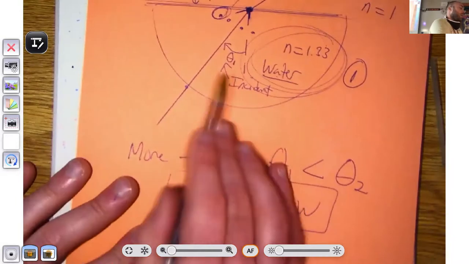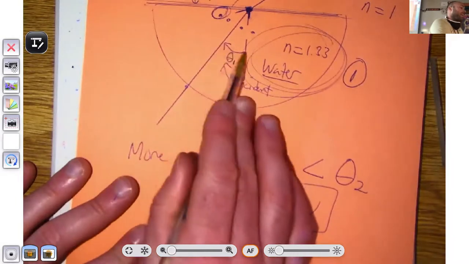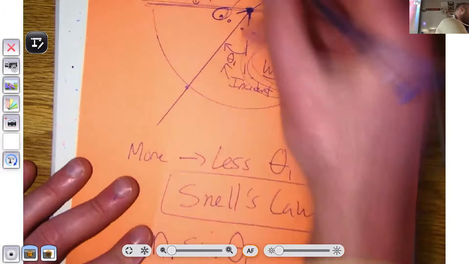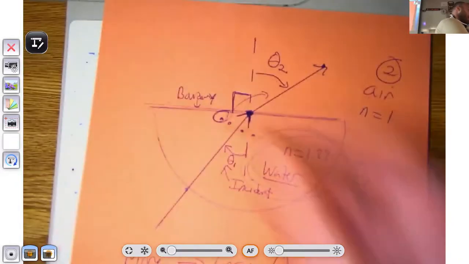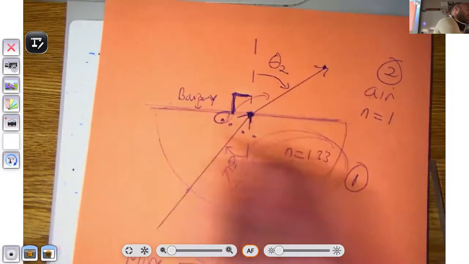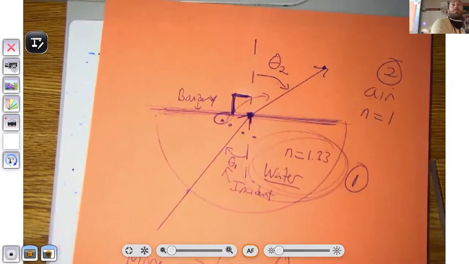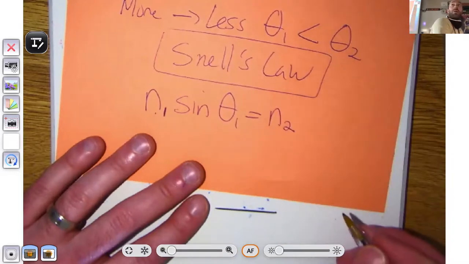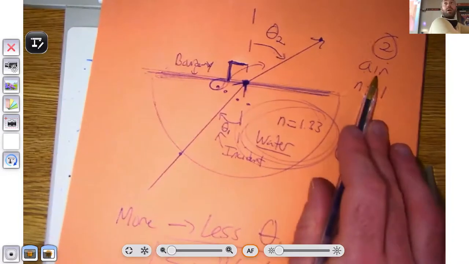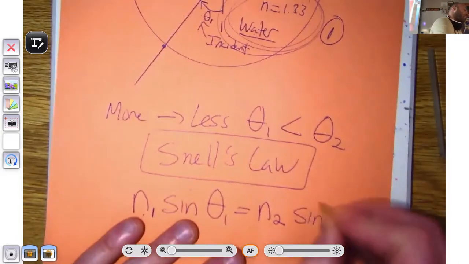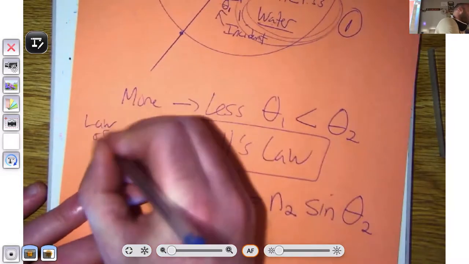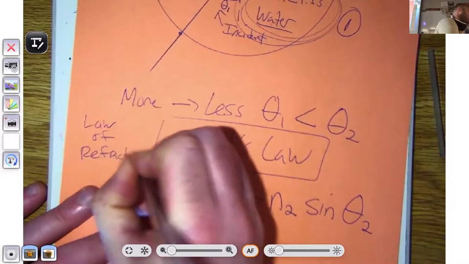So in that particular case, that is angle one. That is the angle of our incident light ray relative to that dash normal line that we drew in. Remember, the normal line just makes a right angle, right? Our normal line makes a right angle with our boundary condition. So then we're going to set that equal to the index of refraction of our second medium. In this particular situation, our second medium is air multiplied by the trig function sine of our second angle. That is what Snell's law, which technically is a fancy name for the law of refraction.